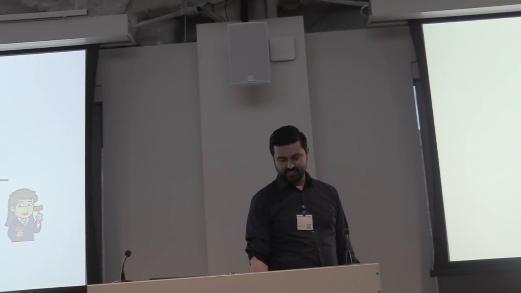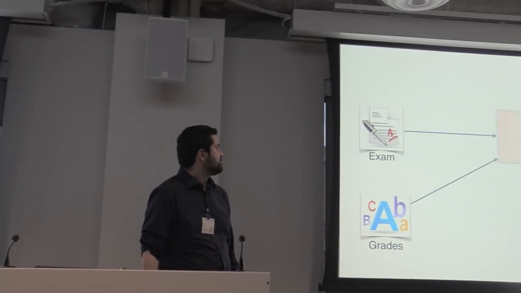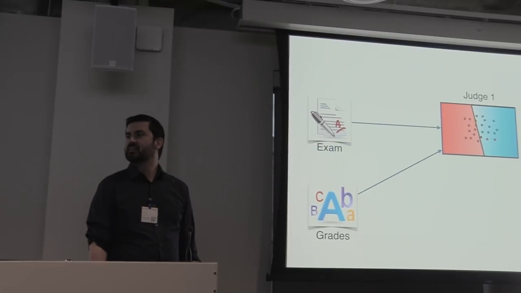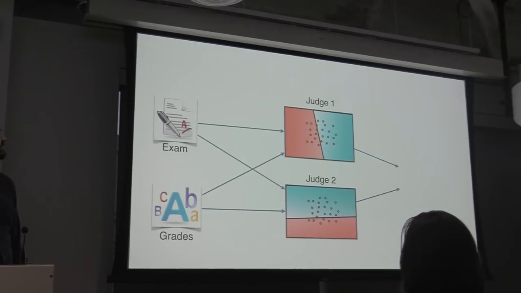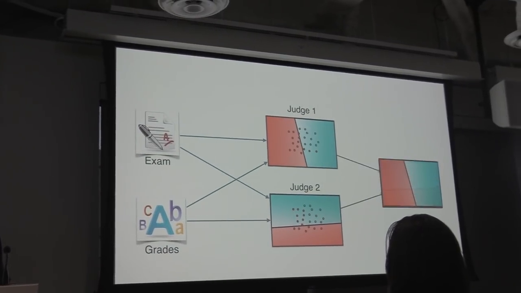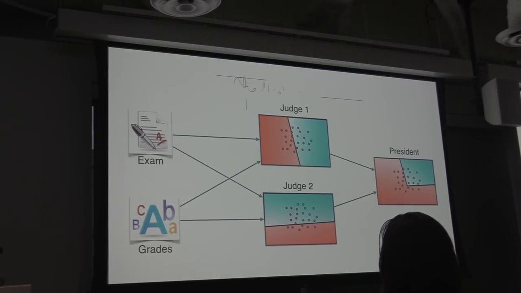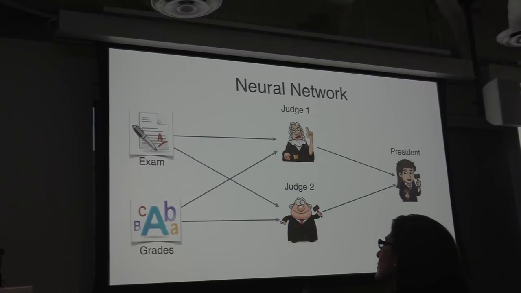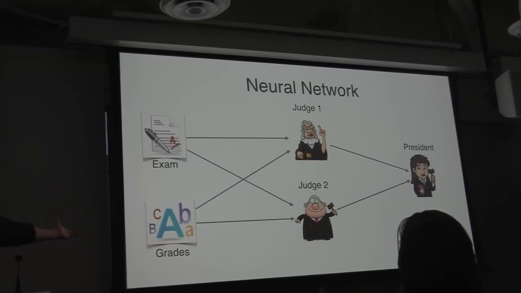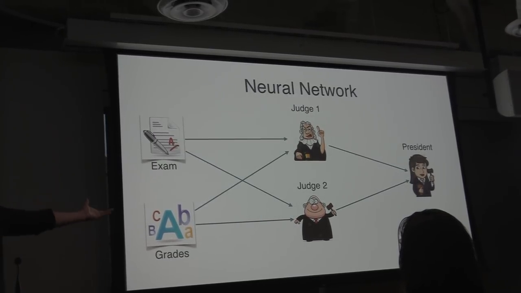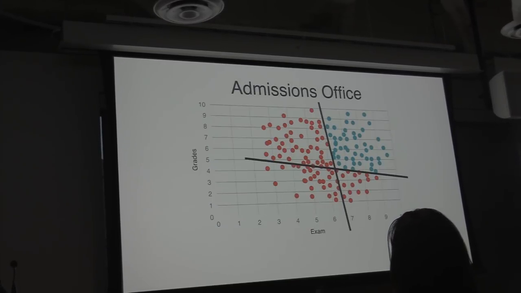So what really happens is, I'm going to draw you a neural network. We have the exam and the grades, and judge one does this, that's a linear model for judge one. There's a linear model for judge two, and then the president just combines these two models and decides based on the two. Okay, so now we can have curves, and that's a neural network. This is how I picture neural networks, and it's nicer than the picture that Bob drew at the beginning of the talk. If you want to have a mental image after today, let this be the mental image. This was a little bit of the aha moment I had.